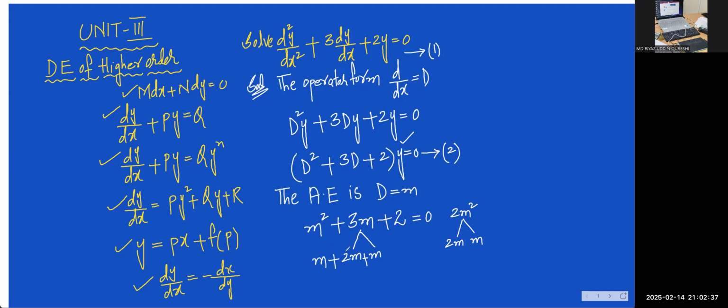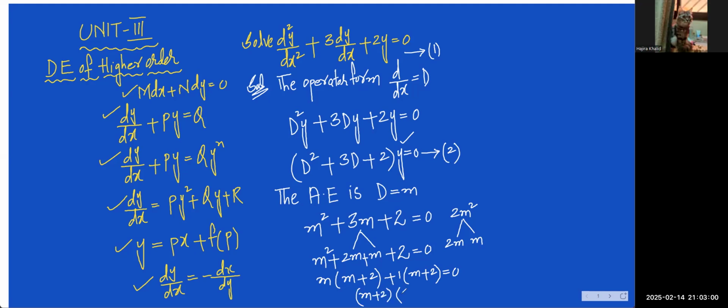m square plus 2m plus m plus 2 is equal to 0. Now if you take m common, we are left with m plus 2. And if you take 1 common, we get again m plus 2 is equal to 0. So now we are getting 2 cases: m plus 2 and m plus 1, so the roots are minus 1 and minus 2, and both are different.